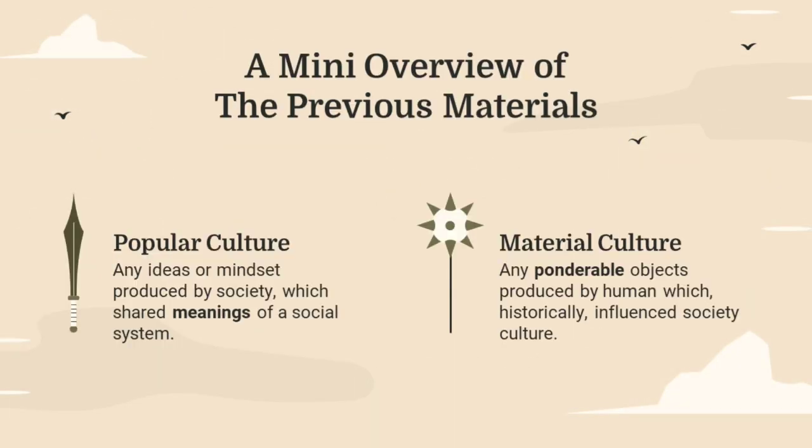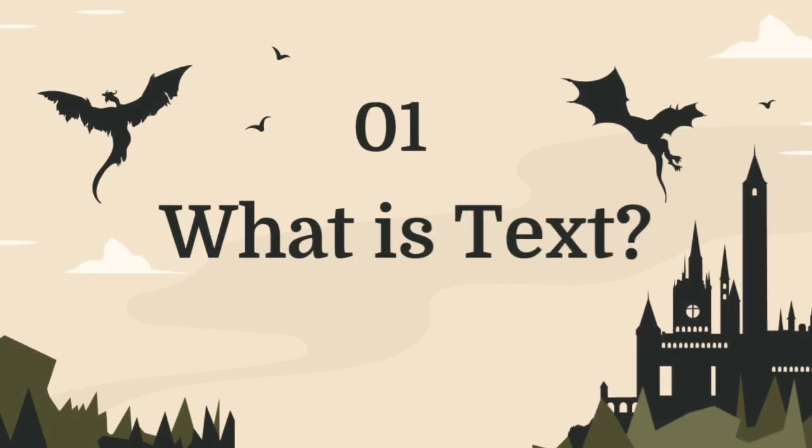But before, let's take a look at the mini overview of the previous material. Like what is written, popular culture is any ideas or mindset produced by society with shared meanings of social system. And material culture is any ponderable objects produced by human which historically influence society and culture. How are they involved within the text and the readers? There it is, that will lead us to today's material.